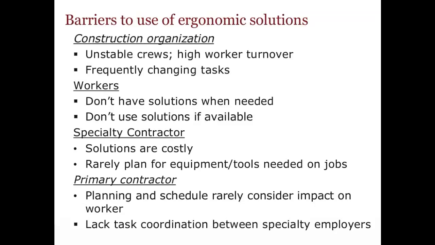And furthermore, the primary contractor may not help with the planning and scheduling of the workers, so the workers are able to have adequate time to complete the task. Or there may be a challenge with specialty contractors working in the same space, or just a lack of coordination of the specialty contractors. So this describes many of the barriers. We have solutions to many of the ergonomic problems, but we also have a lot of challenges to overcome in order to make those solutions work at the work site.